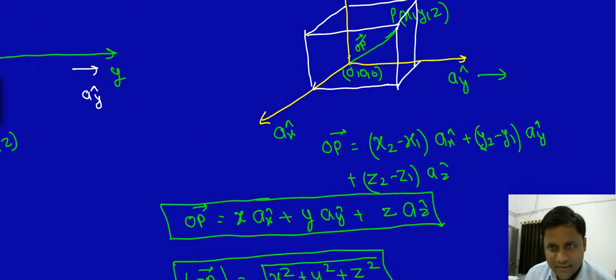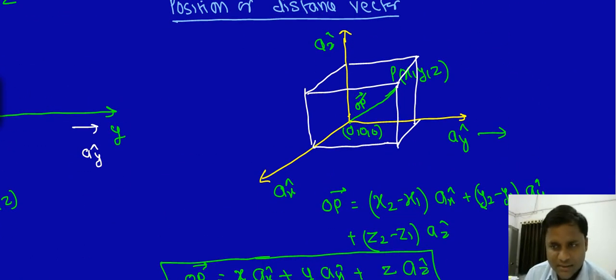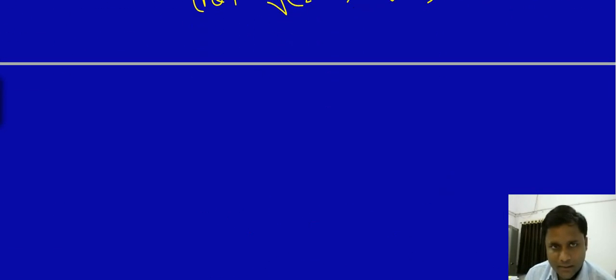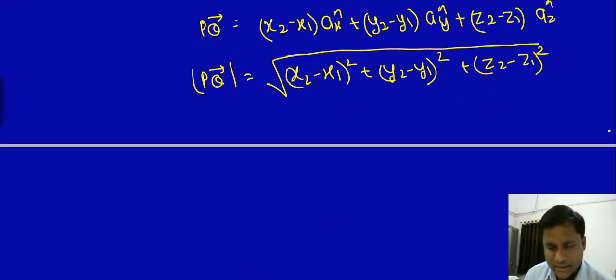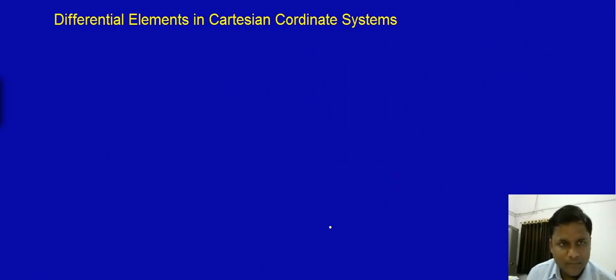So these are the elementary concepts of the Cartesian coordinate system to find the distance between points. Okay. So this is the first lecture that we have understood. Next, we move on to the very important part. It is called the differential elements in the Cartesian coordinate system.